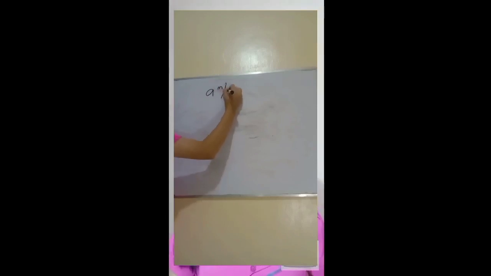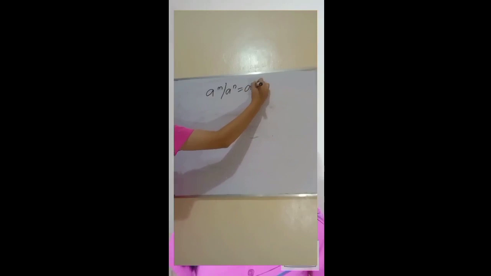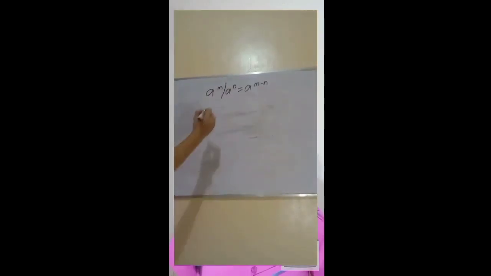Next, quotient with the same bases. The formula is A raised to m divided by A raised to n is equal to A raised to m minus n, where A is a non-zero term and m and n are integers.